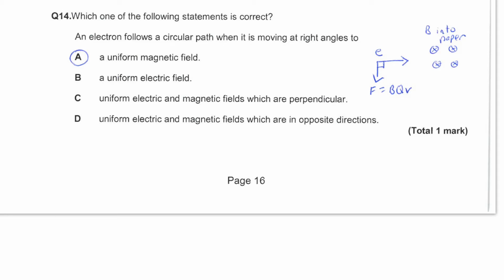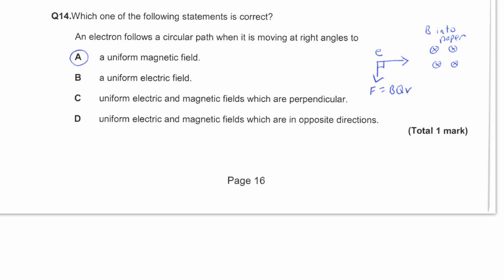As the direction of the motion then changes, this force remains perpendicular to the motion. So when the electron's moving in this direction here, the force will have changed direction like this. So that is indeed a centripetal force, and you can select answer A.